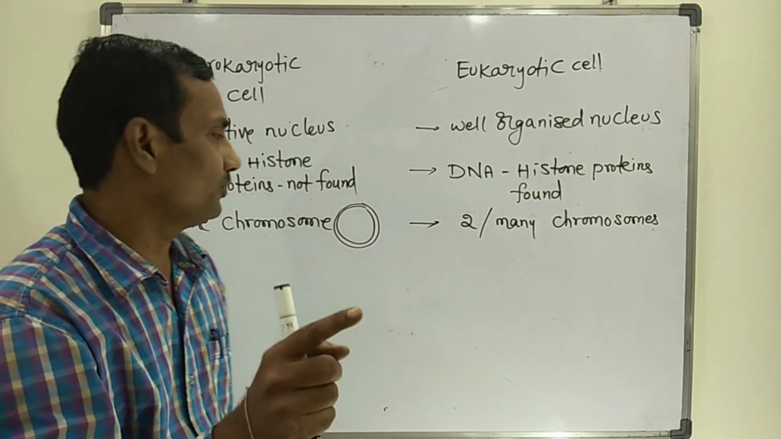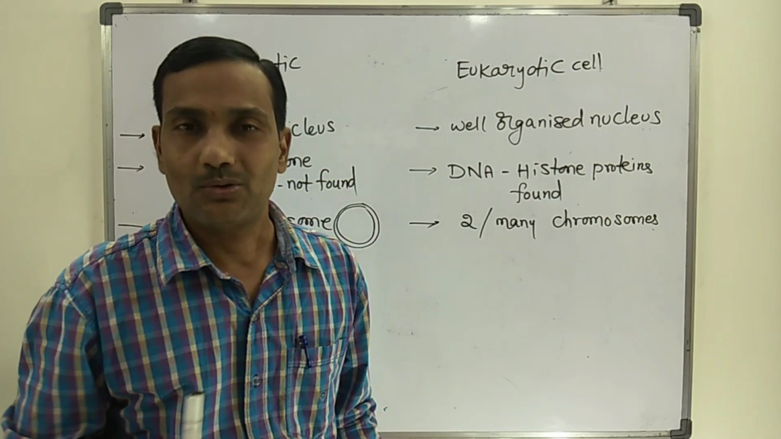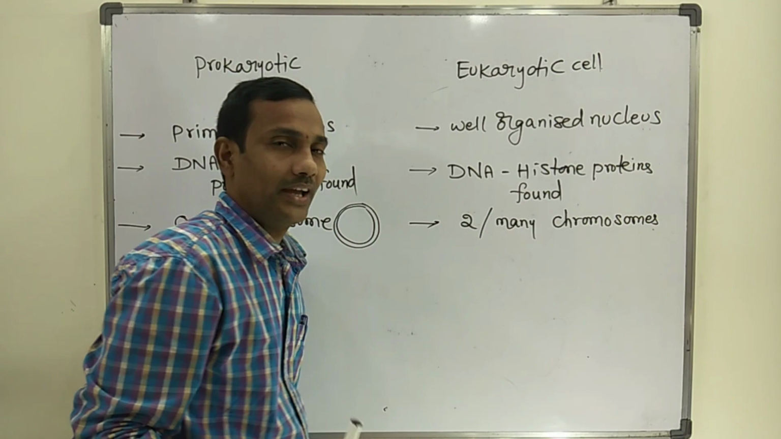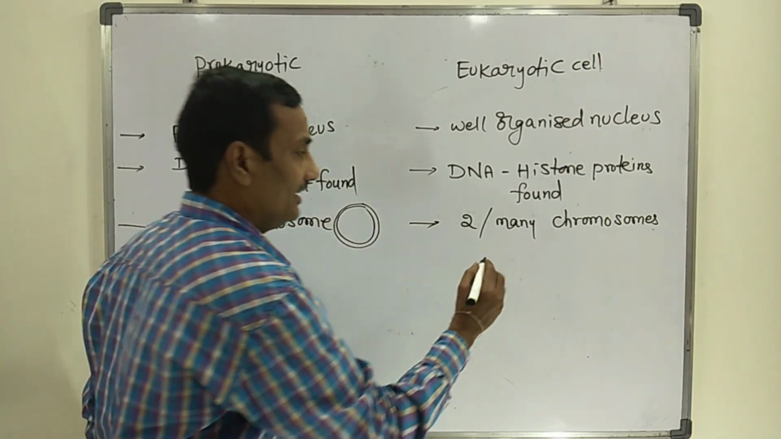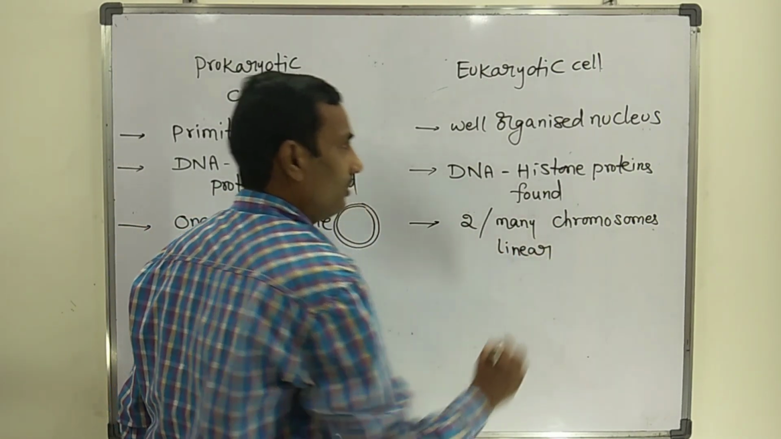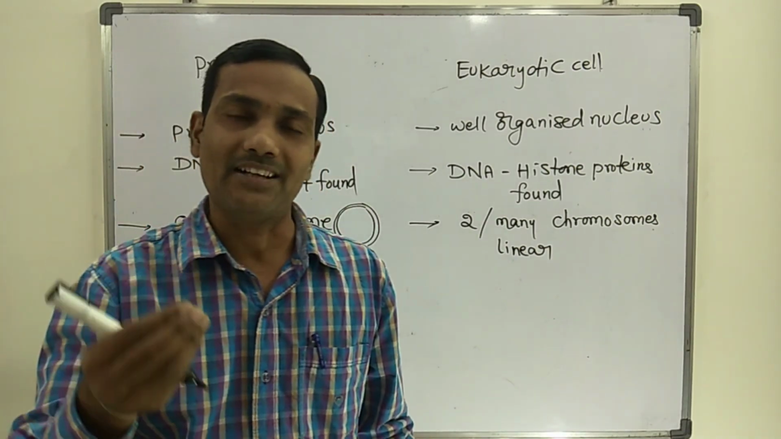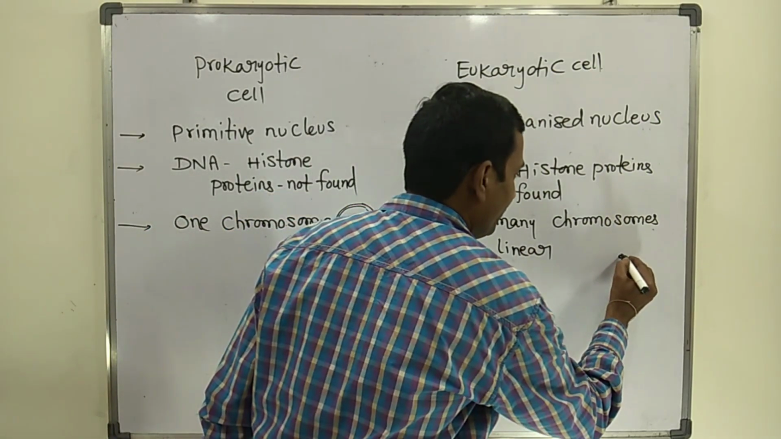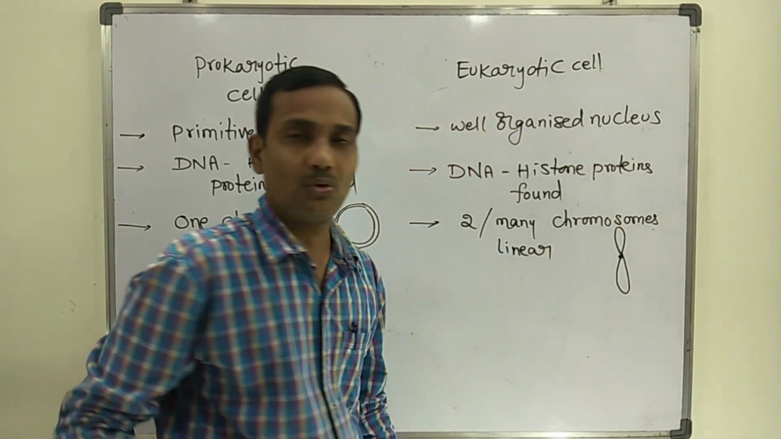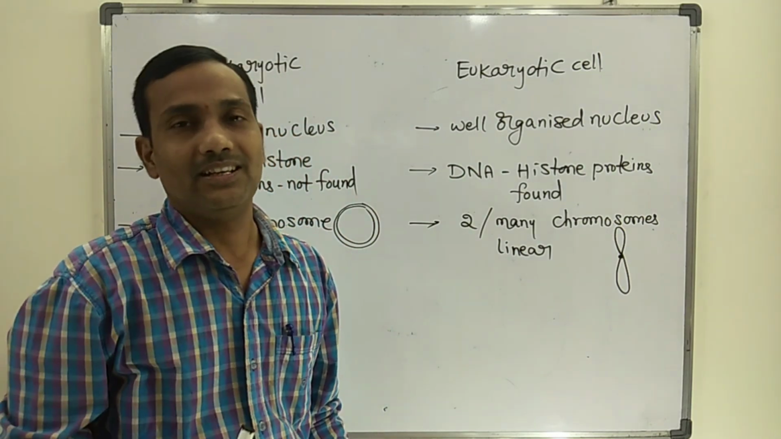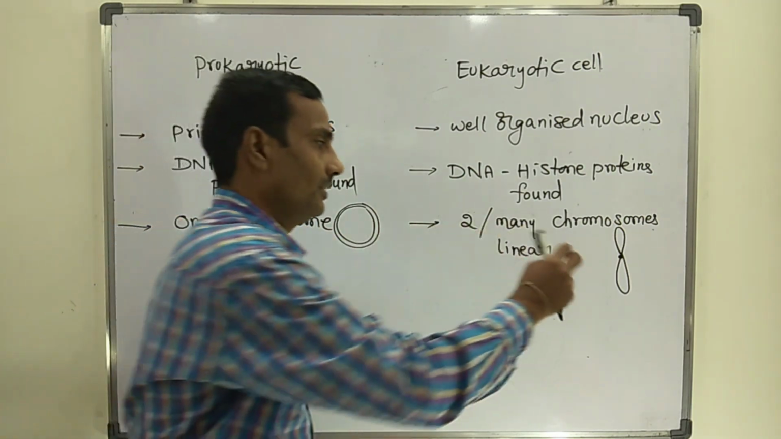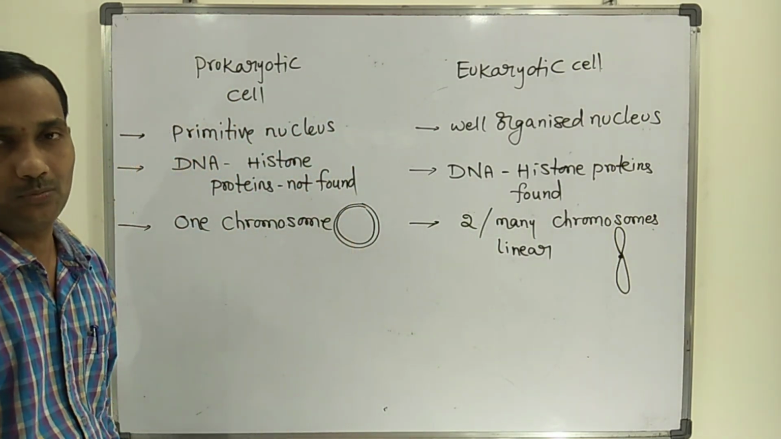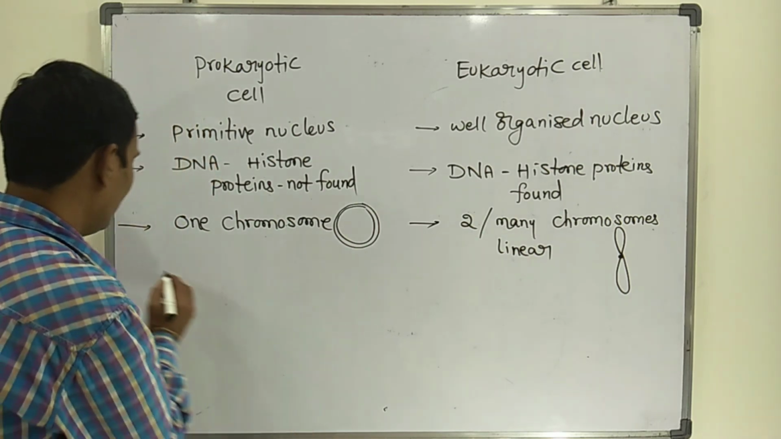Only one single chromosome, that too circular chromosome. But here two or many chromosomes will be there in eukaryotic cell. Linear chromosomes are found in all eukaryotic cells, that may be plant or animal cells. Chromosomes will be linear, that is how it will be there during cell division. Chromosomes appear linear and will be formed during cell division. Whereas in prokaryotes, a circular chromosome, that too a single chromosome, will be there.